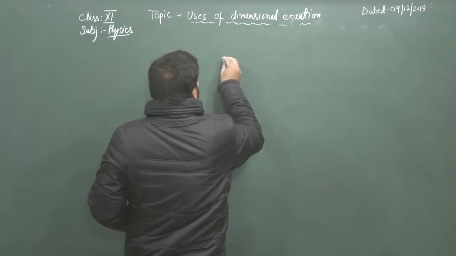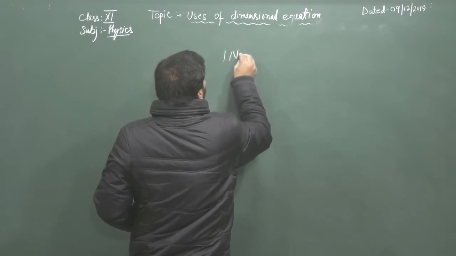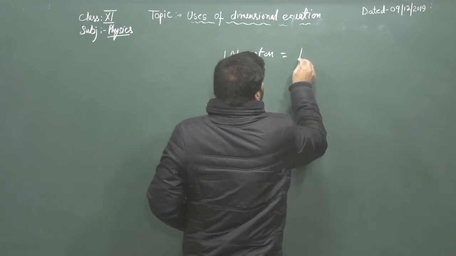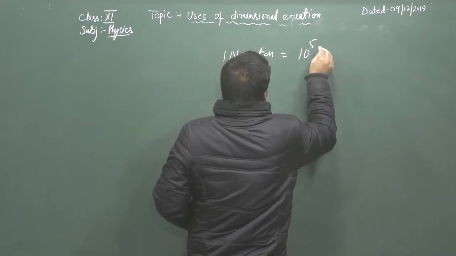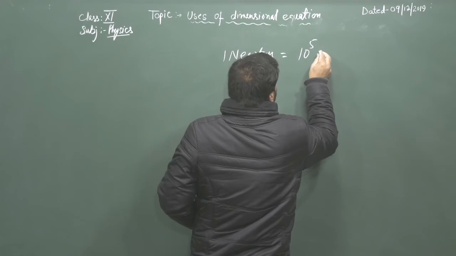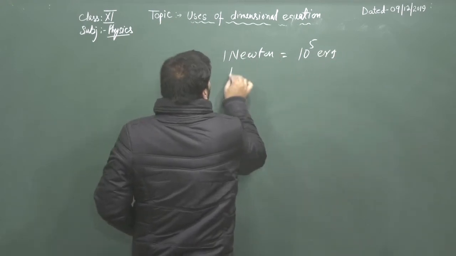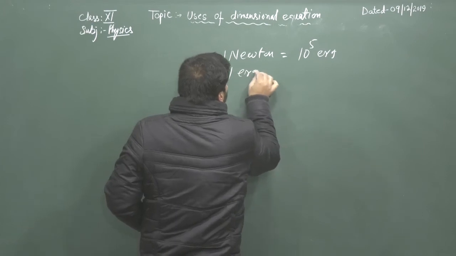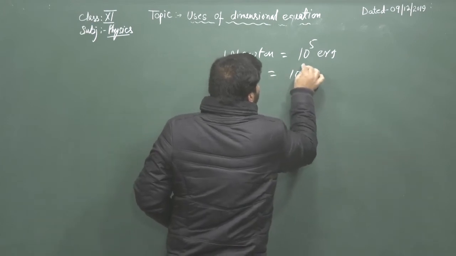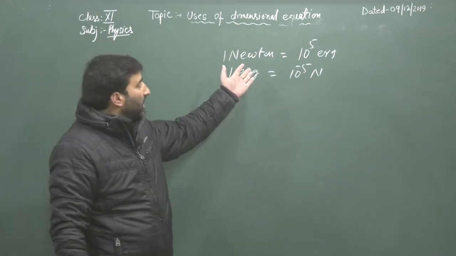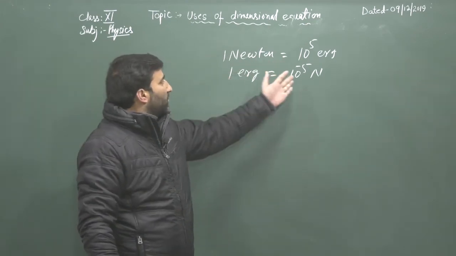That is, we have converted 1 Newton is equal to 10 raised to the power 5 dyne. So we can say 1 dyne is equal to 10 raised to the power minus 5 Newton. We can also convert dyne into Newton.